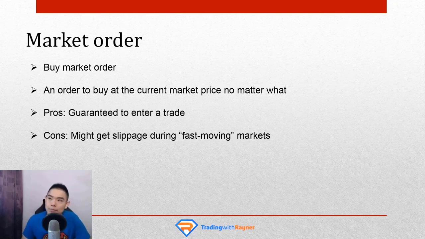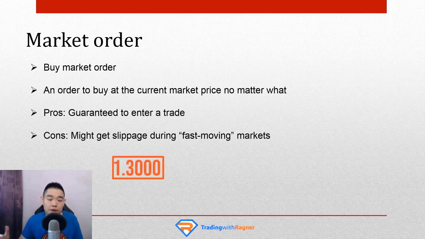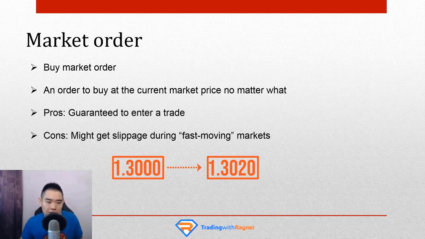In the Forex market, yes, it's liquid most of the time, but when there's a big piece of news coming out, like let's say NFP, non-farm payrolls, or FOMC meetings, right? Let's say Euro USD is currently trading at 1.3000, right? But during fast-moving markets, if you hit market order, you could get slippage, where you thought, hey, I'm going to buy at 1.3000, but you end up buying actually at 1.3020. You end up paying 20 pips more than expected. So this is the downside to using market order because of this slippage.